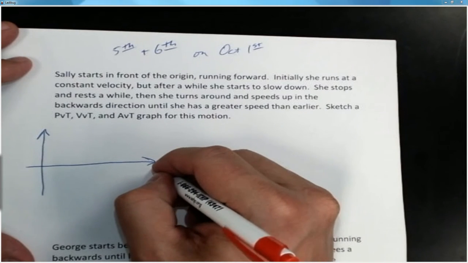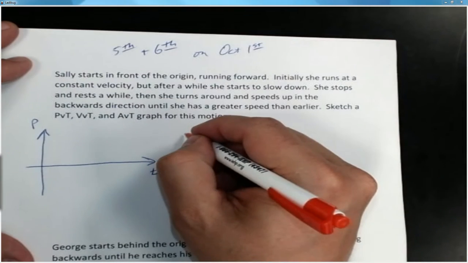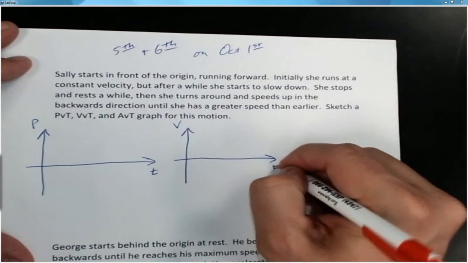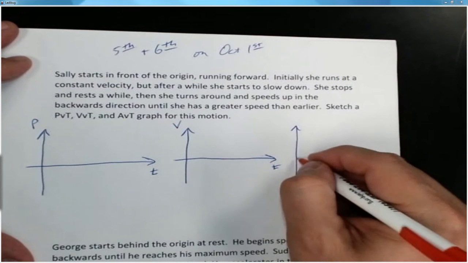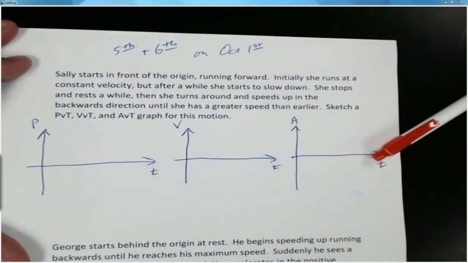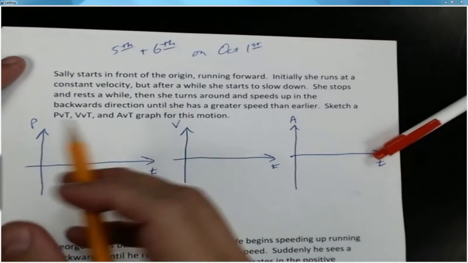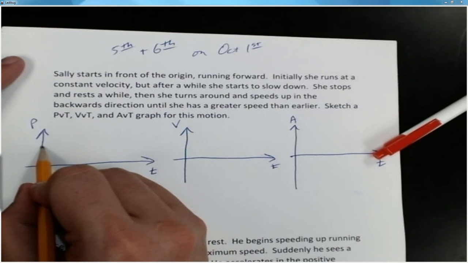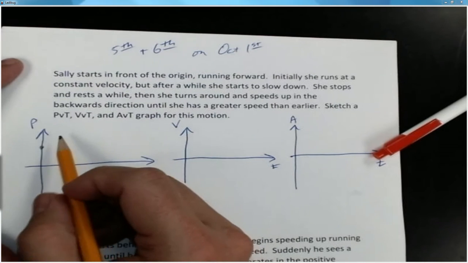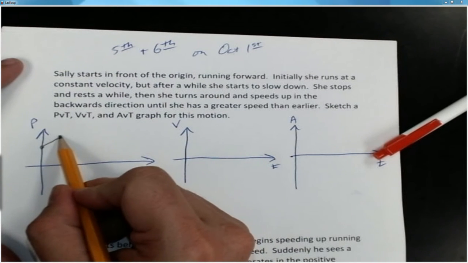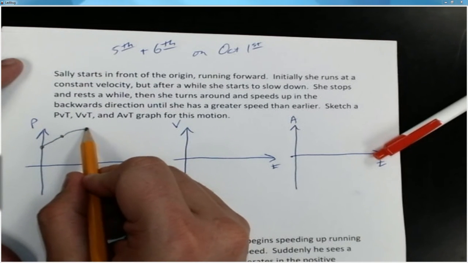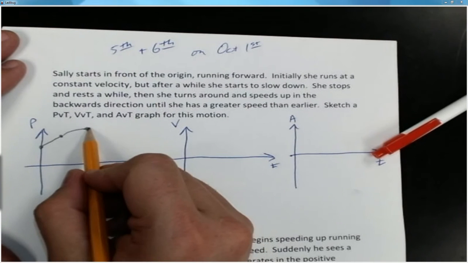It means we don't have to plot it. That's good. We just have to sketch. So Sally is going to start in front of the origin, so Sally's going to start in a positive place, and she's going to run forward. Initially, she's going to run at a constant velocity. So constant velocity is going to look like this, but then she's going to slow down to a stop. Then she's going to stop and rest for a while.